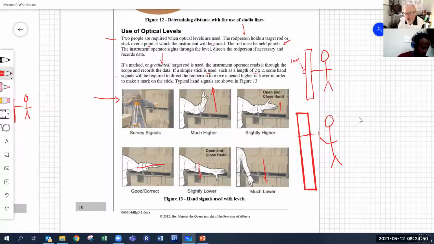Now, when you are far apart from your partner, sometimes you would use a radio, right? Just to say up, down, whatever. Sometimes you could use your phone. There's other ways of communicating other than some of these hand signals. We don't have to be yelling and screaming at each other over other people in the parking lot or around the buildings at SAIT. We don't need to do that. Okay.